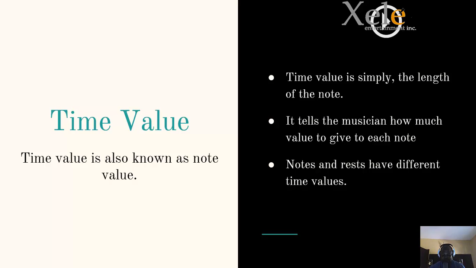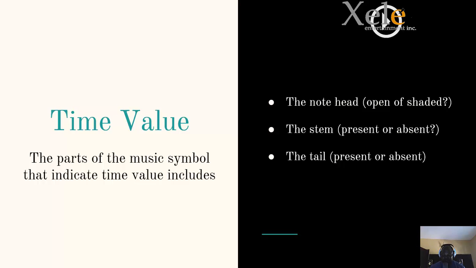Time value is what tells the musician how much value to ascribe to each note. Notes and rests all have different time values. Some of them are long and some are quite short. Now for us to be able to decipher time value, for us to be able to decode time value, we have to look at three parts of the written notation.